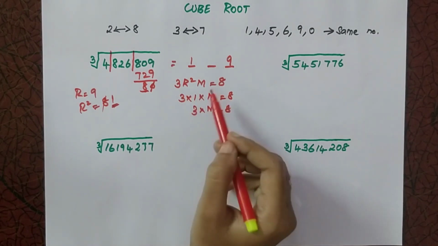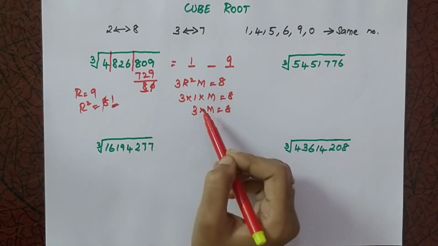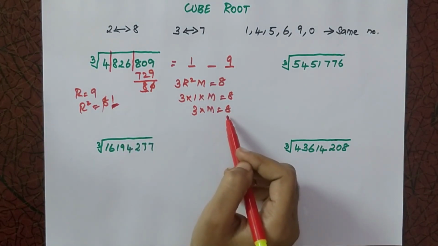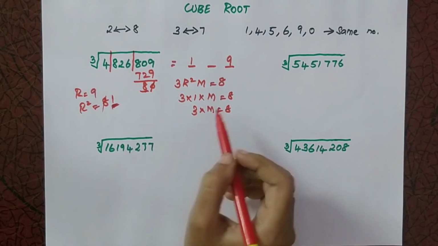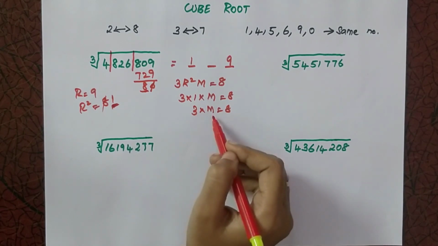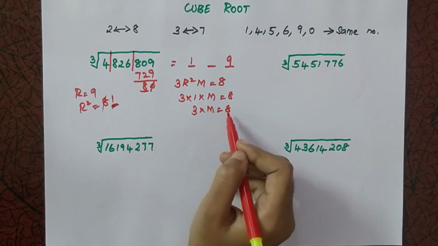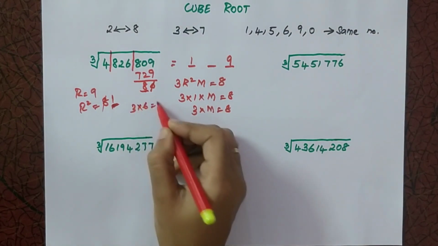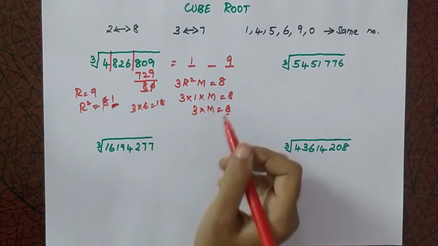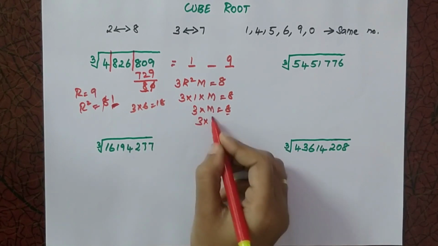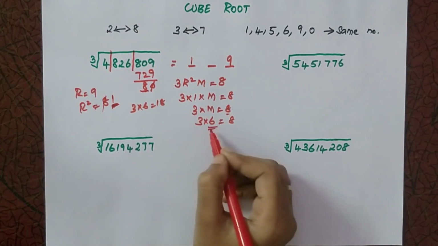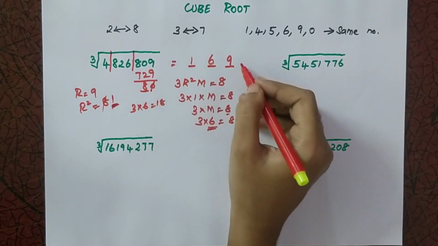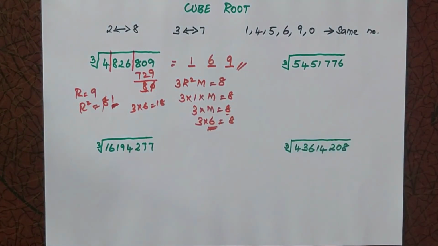As I said earlier, in this formula we will only consider the last digits. So if you consider this 8 also as a last digit, we have to find by multiplying which number with 3 you will get the last digit as 8. If you see 3 into 6 you will get 18, so 8 is here. So 3 into 6, your m is 6 here. So the answer for this cube root is 169.